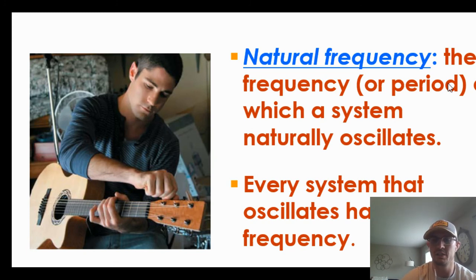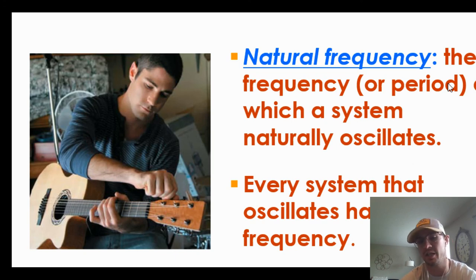So the natural frequency is the frequency at which it naturally oscillates, and every system that oscillates has a natural frequency. Okay? The swings on my swing set, they will oscillate with this natural frequency. It doesn't matter how high I push my son, okay? It's going to take him the same amount of time. He's going to do the same number of reps per second whether it's a big push or a small push. He's going to go the same number of cycles per second. And that's what the natural frequency is.